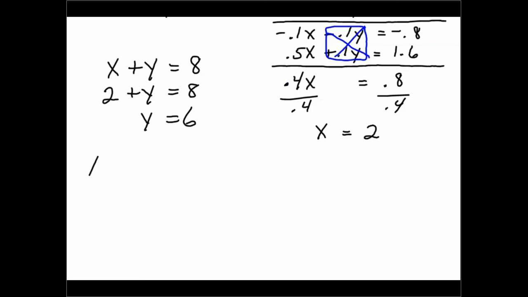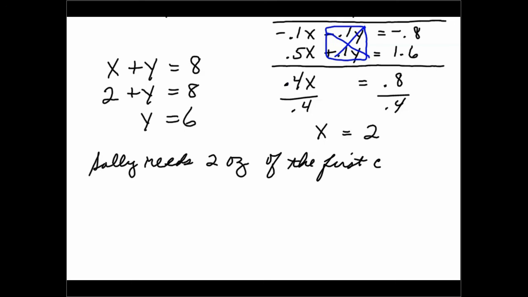So Sally needs 2 ounces of the first container and 6 ounces of the second container.